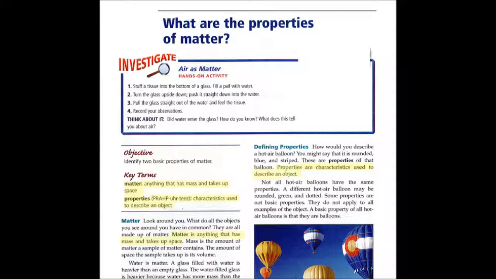Defining properties. How would you describe a hot air balloon? You might say that it is rounded, blue, and striped. These are properties of that balloon. Properties are characteristics used to describe an object. Not all hot air balloons have the same properties. A different hot air balloon may be rounded, green, and dotted.